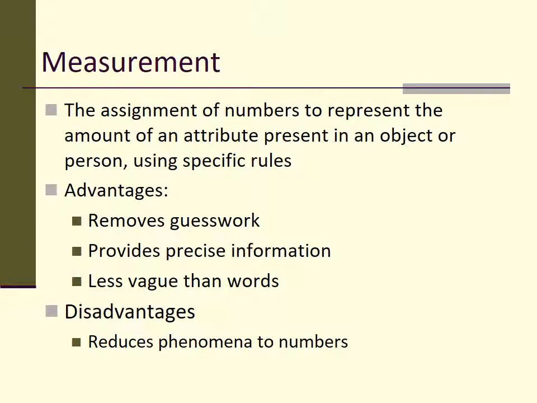Measurement is about the rules for assigning numbers to represent the quantities and qualities of objects. It is the assignment of numbers to represent the amount of an attribute present in an object or person using specific rules. Its advantages are that it removes guesswork, provides precise information, and is less vague than words. Its disadvantage is that it reduces phenomena to numbers, and so some of the richness of the data is lost.